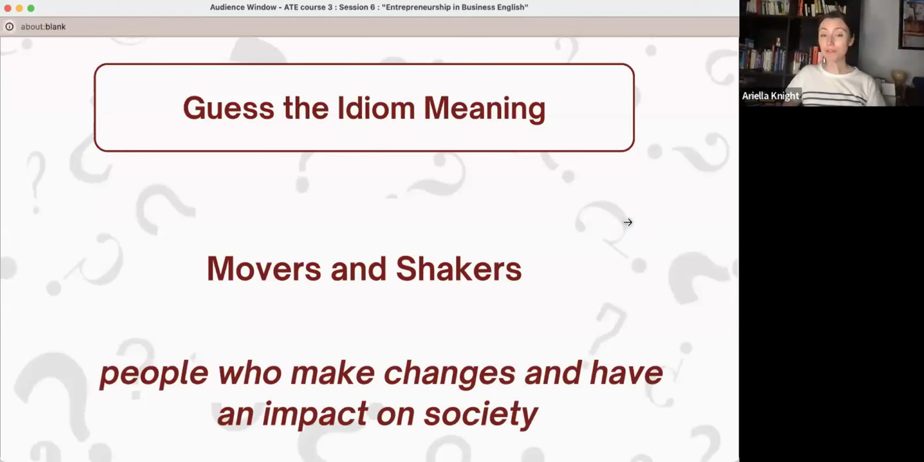Movers and shakers are people who make changes and have an impact. It's a really positive thing. It's just the idea that they're not happy with the norm or the status quo. They want to move things, shake things up. They change things. They have an impact. So that's why I said maybe leaders, but definitely not followers.